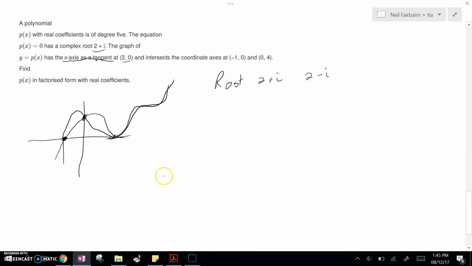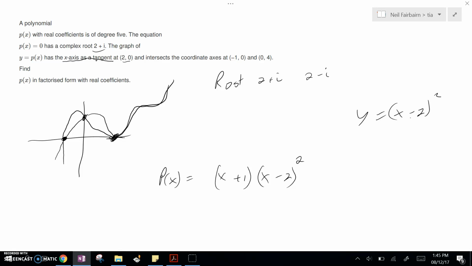So let's just write some of this down. P of x, we know it's equal to x plus 1, because -1 is one of the roots. This one here, we've got x minus 2, but because it just touches, it means there's 2. It's like saying y equals (x minus 2) squared. Well, there's only one solution, 2, and therefore both of the solutions are there. So it's (x minus 2)(x minus 2). Okay? So if I got a visual of that, it's just touching, therefore there's 2 solutions right there.